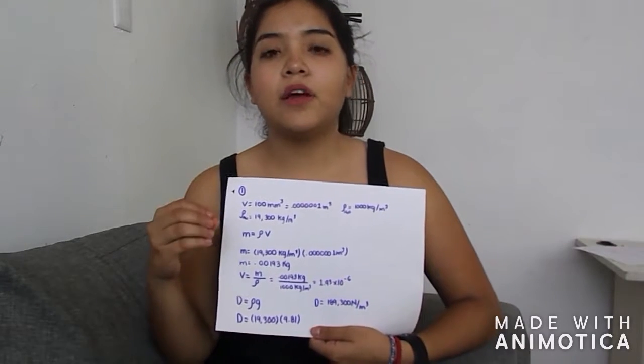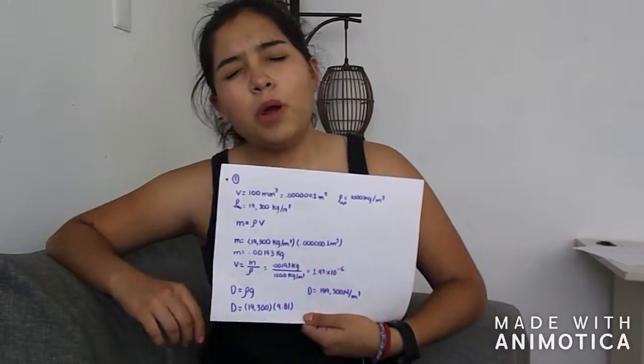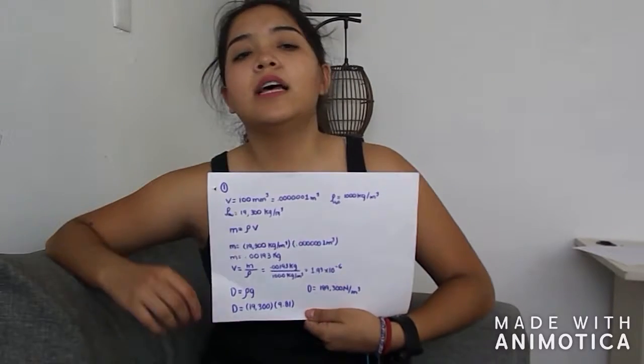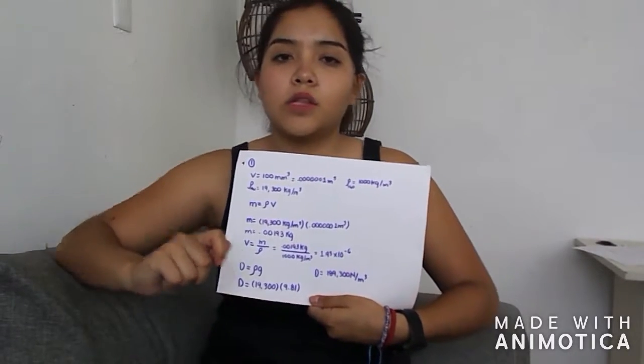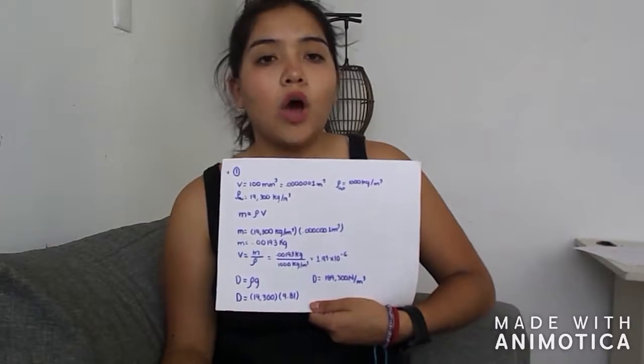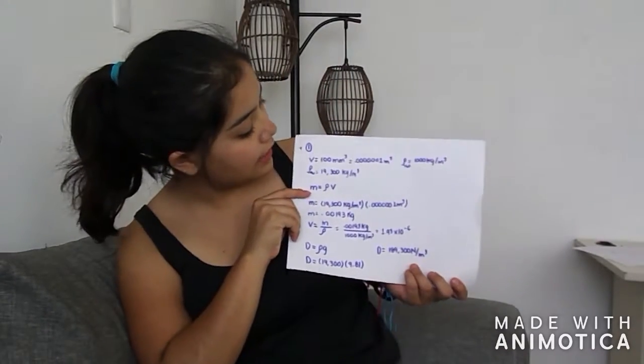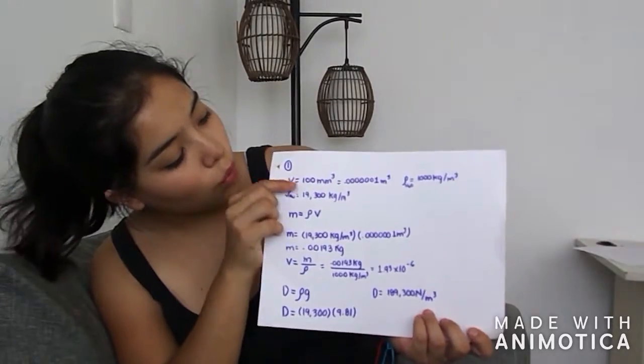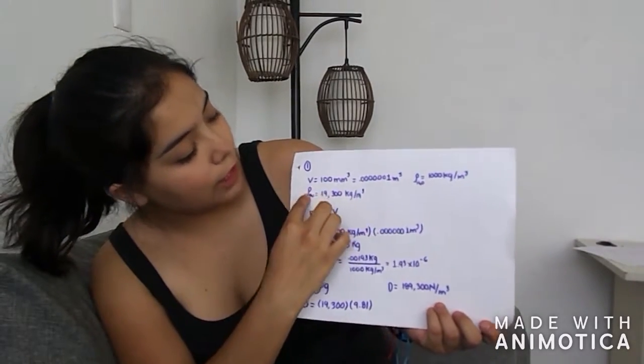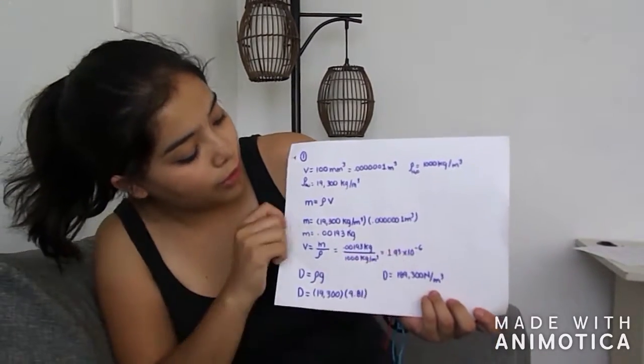In problem number 1, they are asking us what volume of water has the same mass as 100 cubic millimeters of gold, and the specific weight. First of all, we have our data: the volume, the density of the gold, and the density of the water.